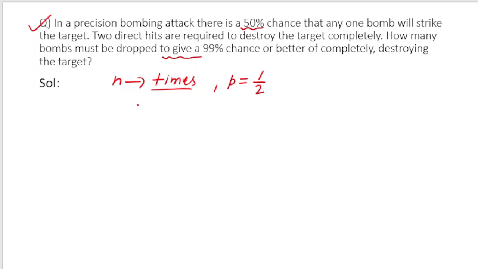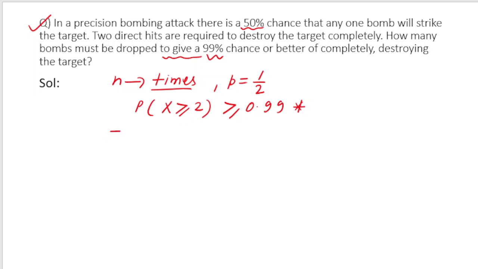Now, you have also been given the information that to completely destroy the target, you have to hit the target at least twice. Two direct hits are required. It means if I am hitting the target n times, I want the number of successes to be at least two. I want to hit the target either equal to two times or greater than two times, and this probability should be greater than or equal to 0.99. A 99% chance means probability should be greater than or equal to 0.99. I hope you have understood this point.